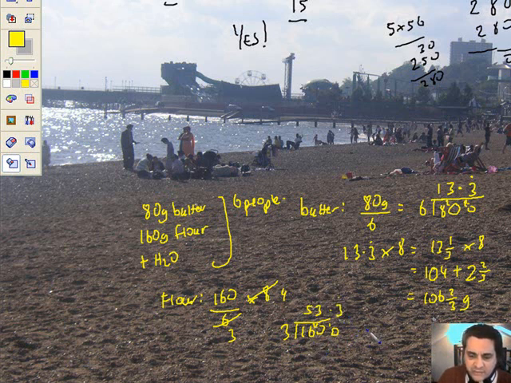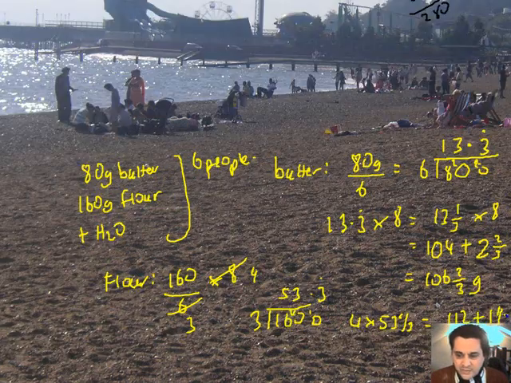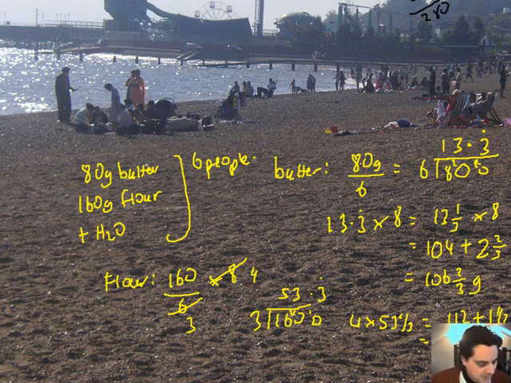Then multiply that by 4. Essentially I've got 4 times 53 and a third. Well, 4 times 53 is going to be 212, and 4 lots of a third is going to be an extra 1 and a third. So what have I got? 213 and a third grams of flour. Well, Sophie got it wrong and I've just proved it.